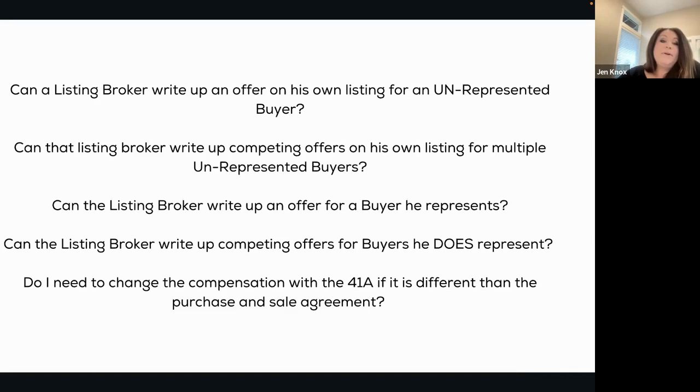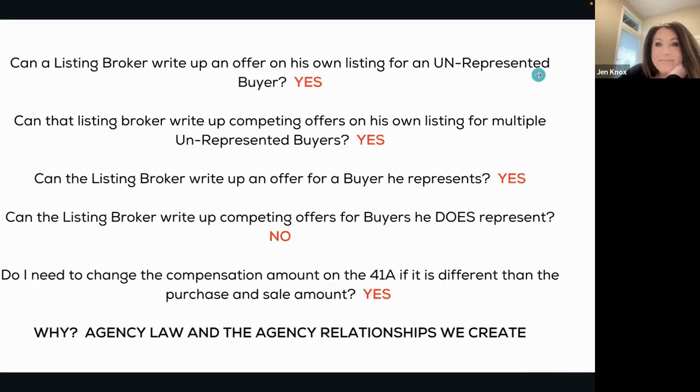Can a listing broker write up an offer for a buyer he represents? Can a listing broker write up competing offers for buyers he does represent? And do I need to change my compensation on the 41A if it's different than the purchase and sale agreement? We've already talked about one of those, but according to the legal hotline, can a listing broker write up an offer for his own listing with an unrepresented buyer?